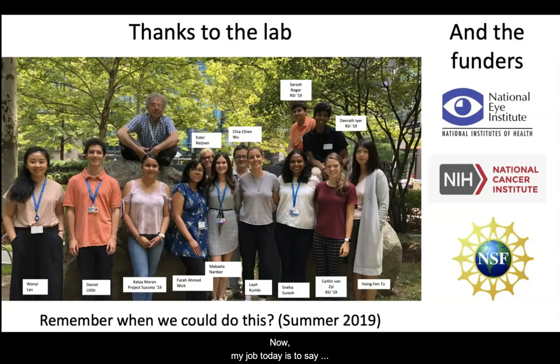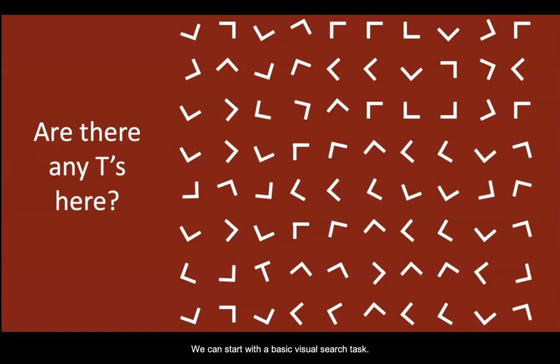Now, my job today is to say whether guided search 6.0 is compatible with reverse hierarchy theory, so let's get started. We can start with a basic visual search task. Take a look to see if you can find the letter T among these L's. You won't have a terribly hard time doing that. You will probably have noticed it took you a measurable amount of time to find it.